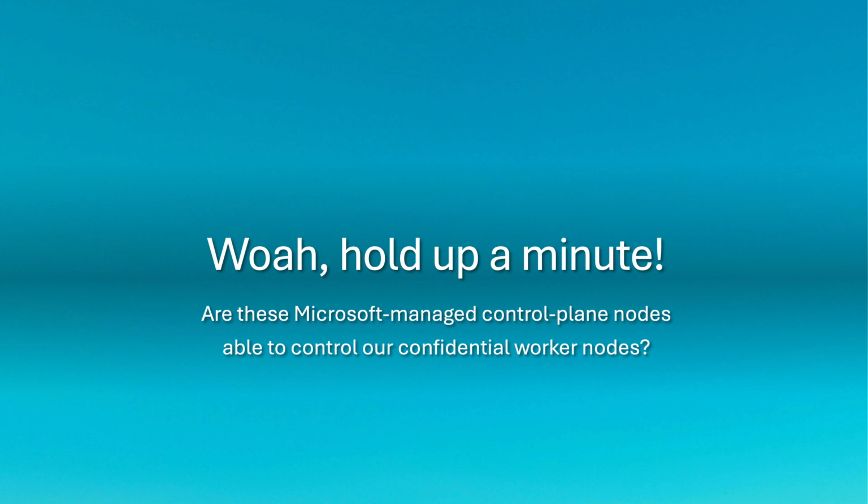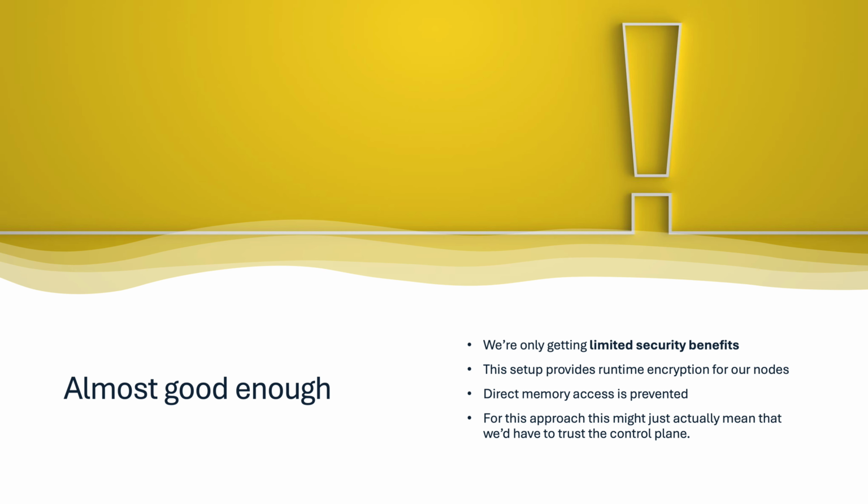But here's where things get tricky. Running these workloads in Kubernetes raises some additional questions. For example, can Microsoft managed control plane nodes influence our confidential worker nodes? It's worth noting that while direct memory access is prevented, control plane nodes still have the ability to control other nodes through the kubelet and provision things like daemon sets on confidential VM nodes. So using confidential VMs in AKS works for certain scenarios, but it really depends on who's inside of that trust boundary. In reality, the security benefits are somewhat limited to memory encryption of those specific nodes.